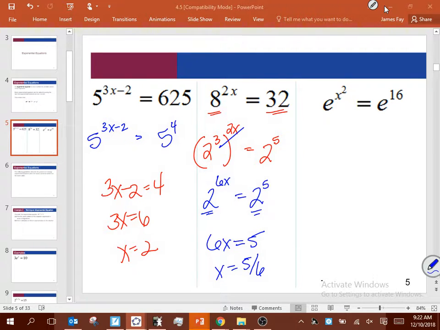Okay. The one on the right, e to the x squared is equal to e to the 16th. So what do I write here? I've got e and e. The bases are the same. So can't I say that those two things are the same?